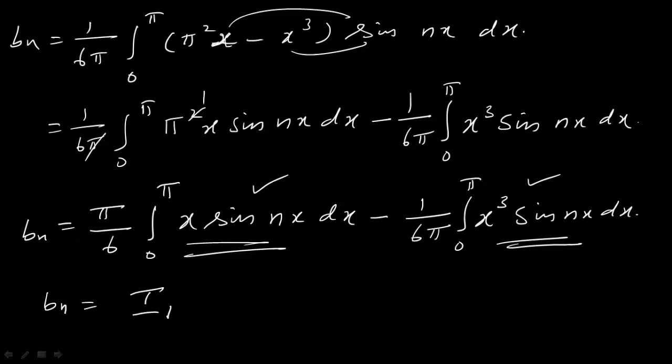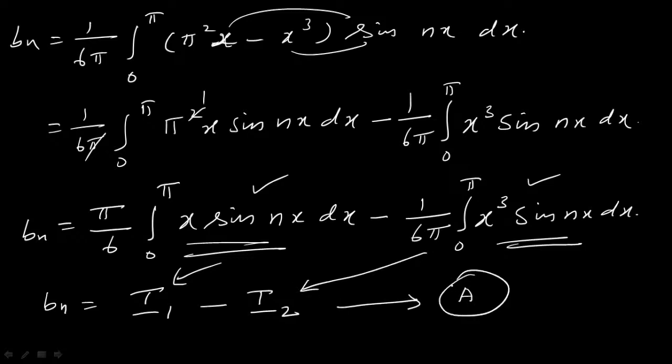To simplify this, you take the first integral as I1 and the second integral as I2, and you take this as equation number A. Now I am going to evaluate these two integrals separately and substitute in equation A, which gives me the value of Bn. So to simplify the calculation, I am going to do it like this. Next, what is my I1, the first integral, isn't it?